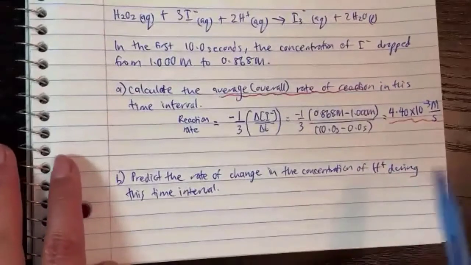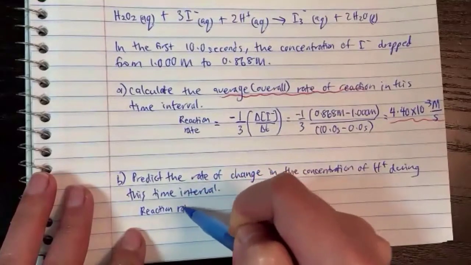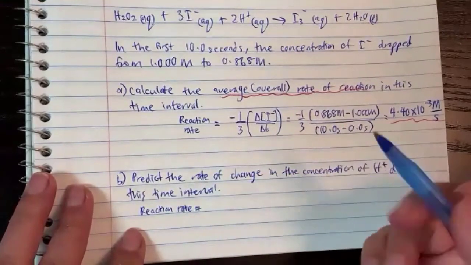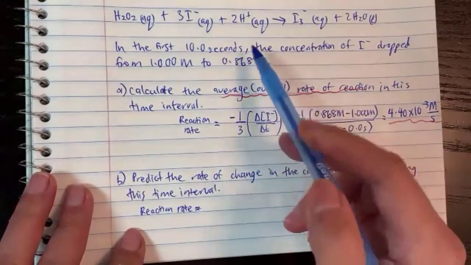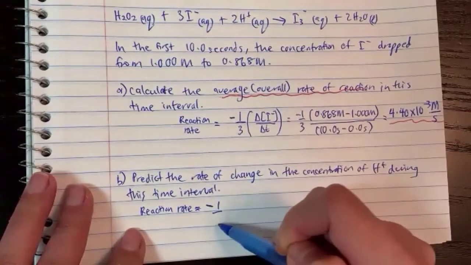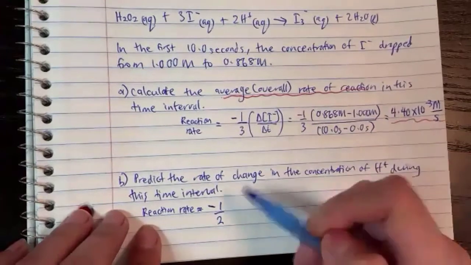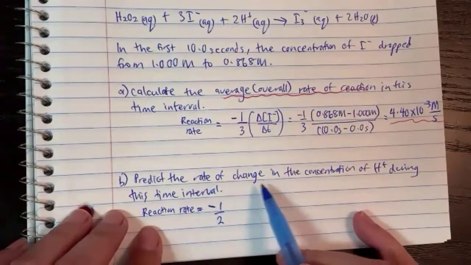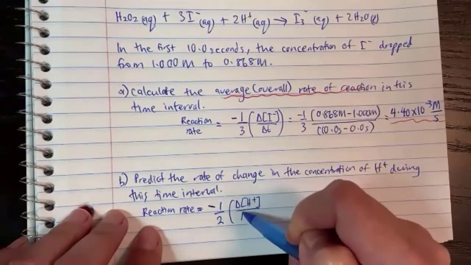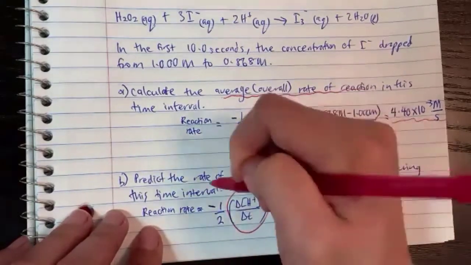Okay, so I'm going to go ahead and write that again. Basically, the reaction rate, which we just solved for, can also be written using terms for H plus. Because H plus is a reactant, I'm going to put a negative sign in front of it, and it's 1 over the coefficient, which is 2. Okay, everyone's still following? And then what do we do? The next thing here is this term, delta concentration of H plus over delta T. The good news is this is what they're asking for.